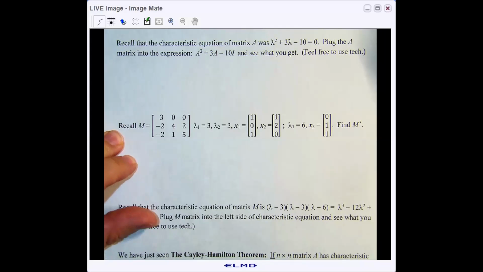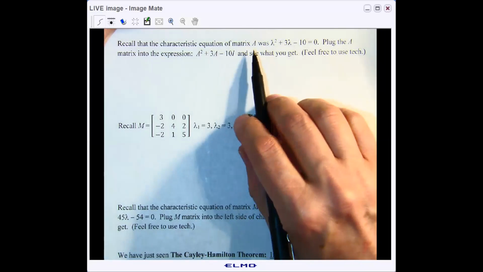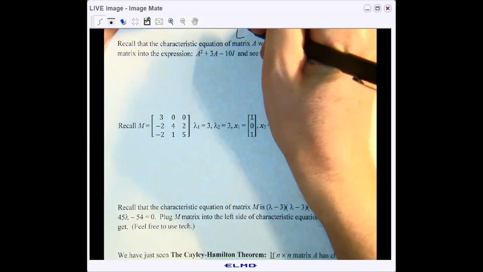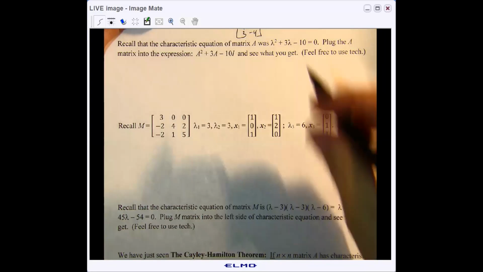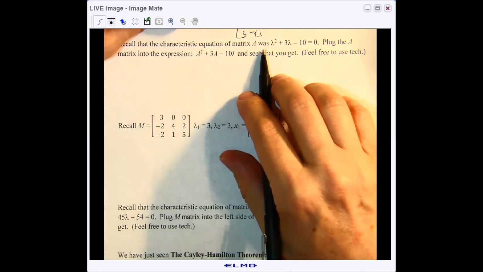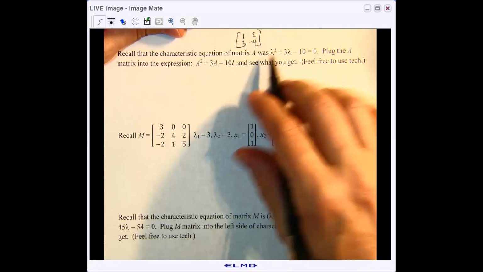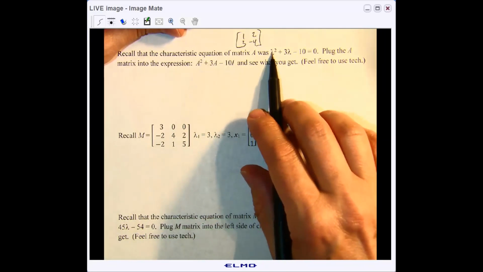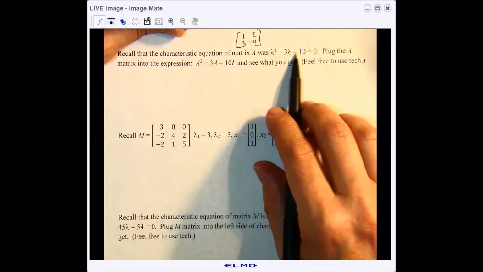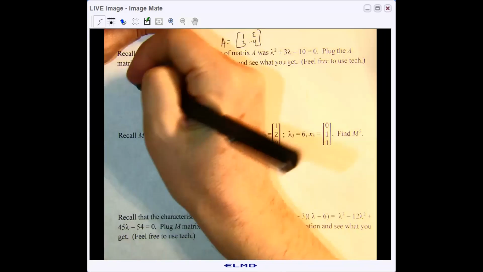Welcome back to part 2 of applications of powers of matrices. We were playing with the A matrix, which was [1, 2; 3, -4]. One of the other things we can do besides find powers of that A matrix is, just for fun, remember that the characteristic equation was lambda squared plus 3 lambda minus 10 equals 0. We're going to plug this A matrix into that and see what happens.